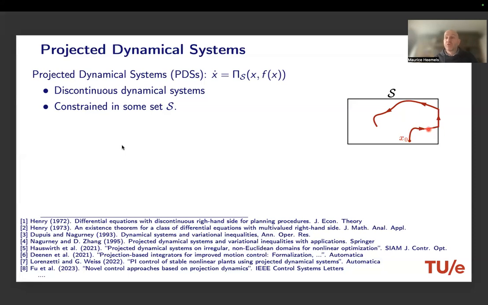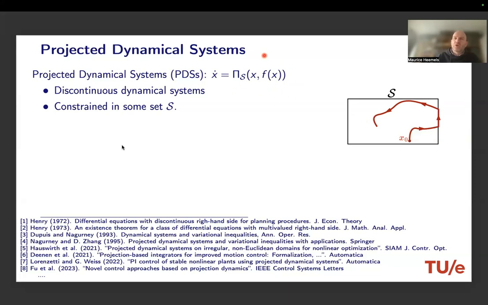We're flowing according to the original dynamics as long as it keeps us inside S. But at the moment that we get to the boundary of S, and let's say the dynamics are pointing outside, so like here, then the projection makes sure that we project on S, in particular on the tangent cone of S, to make sure that the trajectory remains inside of S at all times. Right? So at the moment that the original dynamics are such that we remain inside S again, we can follow the dynamics again.